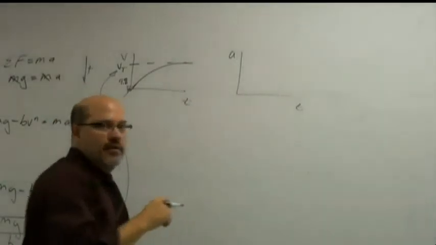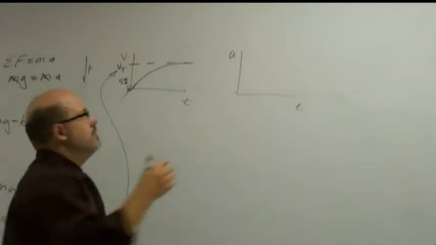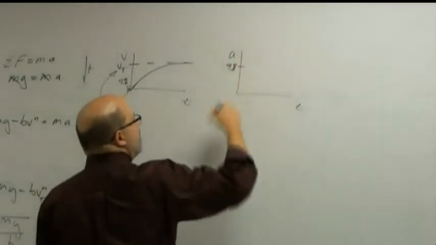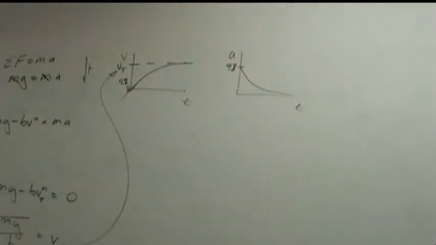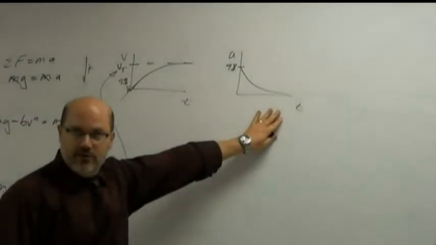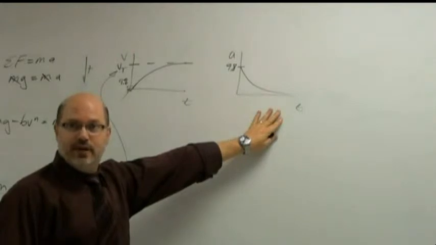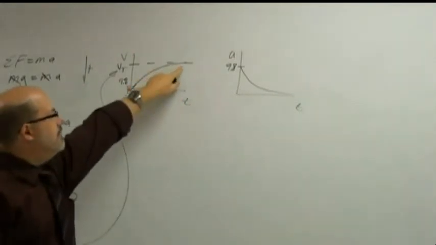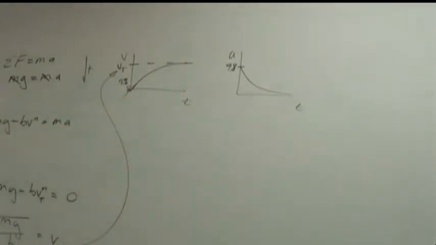So what does my acceleration look like if we call down positive? It starts at 9.8 and goes asymptotically to 0. And there you go. So this is going to have to be an e function of some variety. It's an exponential rise to an asymptote or an exponential decay to an asymptote. Okay, let's look at the opposite of this problem.